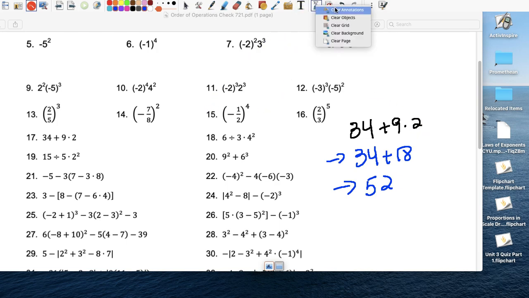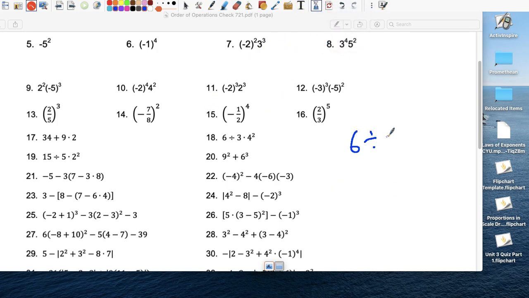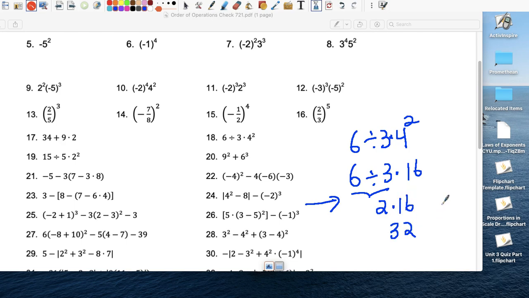18. 6 divided by 3 times 4 divided by 3 times 4 to the second power. The first thing I will do, I'm going to change 4 to the second power into standard notation. So I'm going to go 6 divided by 3 times 16. Now, left to right, going that direction, take care of these two. 6 divided by 3 is 2. And then multiply by 16, and my final answer is 32.